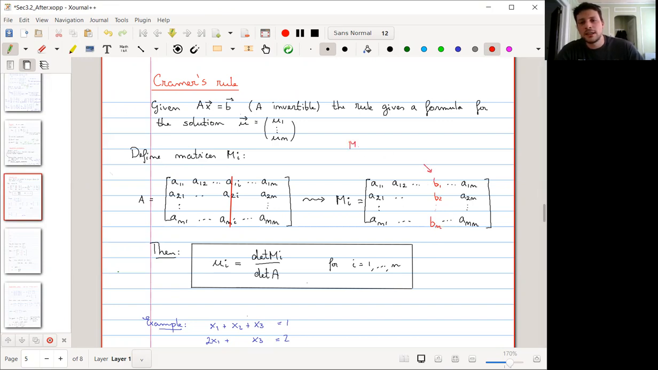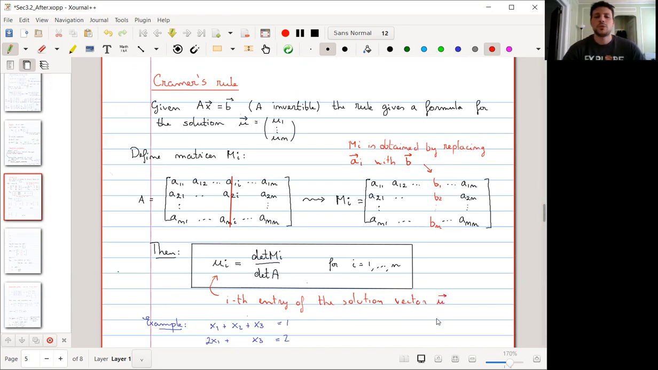In other words, Mi is obtained by replacing the column Ai in the matrix with the vector B. And then what Cramer's rule says is that to compute the ith entry of the solution vector U, all that we need to do is to compute the determinants of the matrix Mi and of the matrix A, and then divide one by the other.